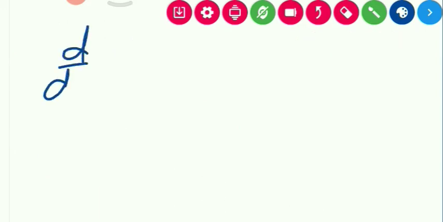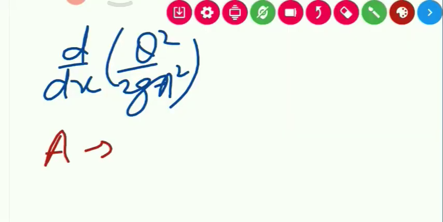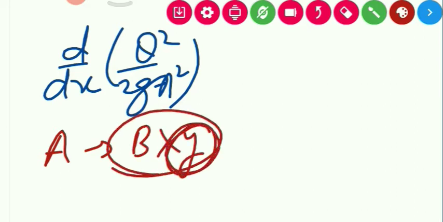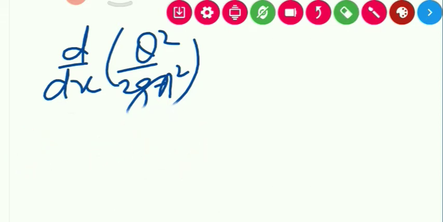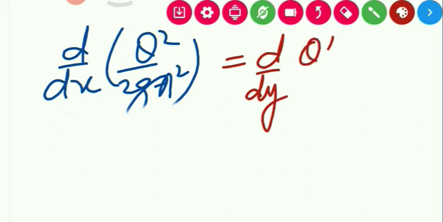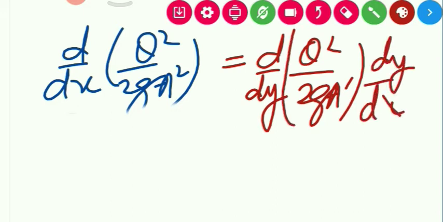It is d by dx of q square by 2g upon A square. Okay, so here if the discharge is constant, the only area is a variable here. Okay, means area which is breadth into depth, so this depth is varying continuously, so this area term is a variable over here, so we will have to differentiate this area term. Okay, so let's do it. This can be written as d by dy of q square by 2g upon A square into dy by dx. Okay, this dy and this dy can be cancelled from here, so it is brought into this format to make the calculations easier.